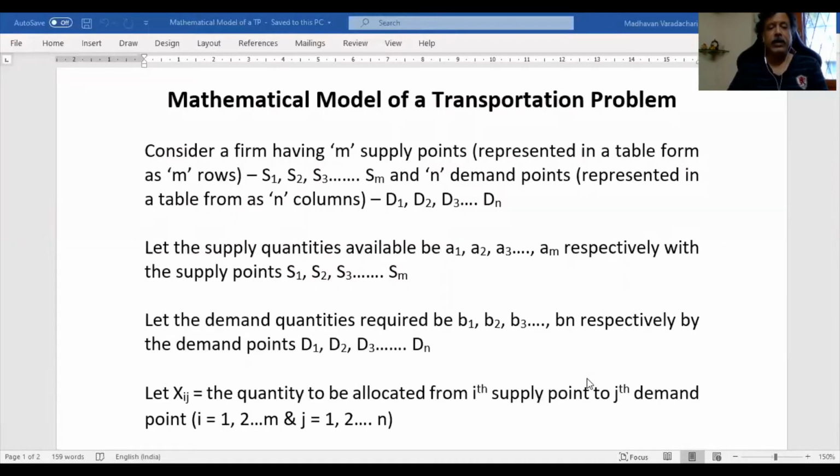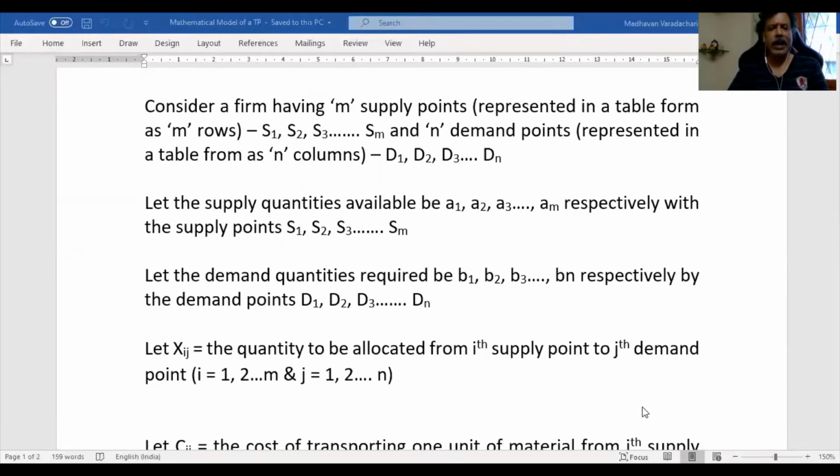columns, right? So let capital X suffix ij be the quantity to be allocated from the ith supply point to the jth demand point. Generally, i is used for denoting any row and j is used for denoting any column. So here i ranges from 1 to m and j ranges from 1 to n.